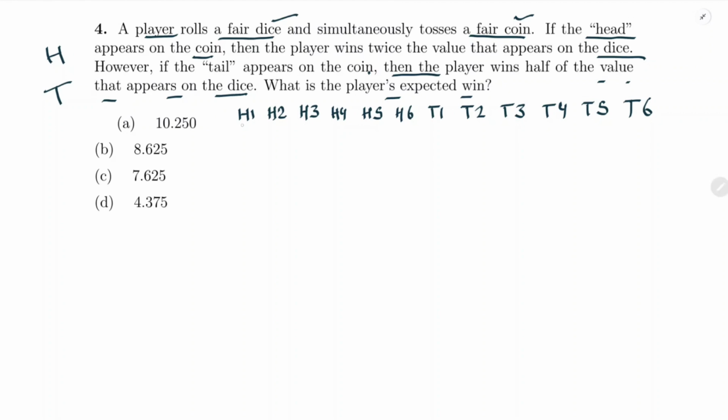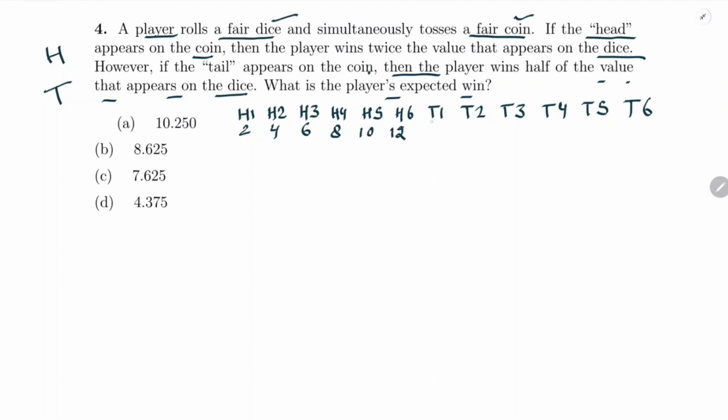So if head appears, then whatever value is appearing on the dice, just take twice of that value. If 1 is with head, make twice of it. If 2 is with head, make twice of it. Like this: 2, 4, 6, 8, 10 and 12.